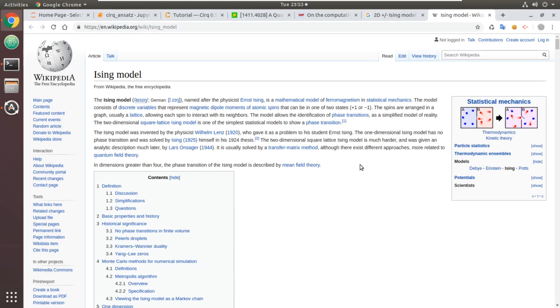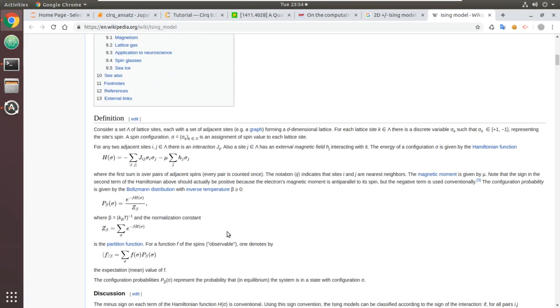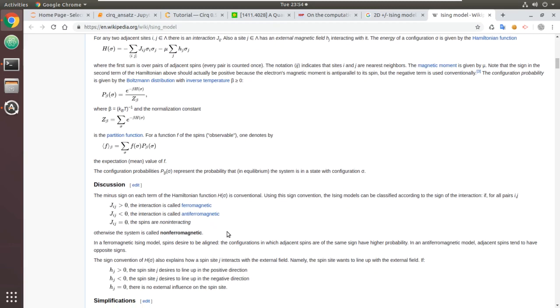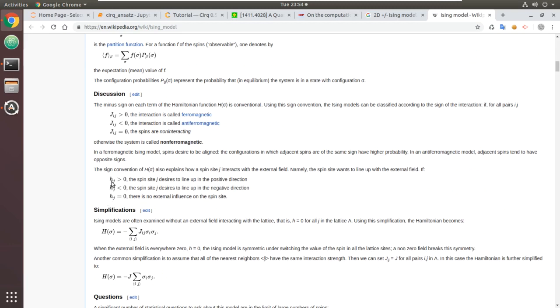of ferromagnetism. And this model basically describes, the spins are arranged in a graph, usually a lattice. Statistical mechanics. Definition. Discussion. So here you've got the J and the H that the Google paper is talking about.